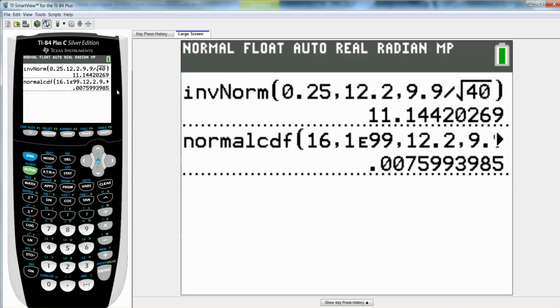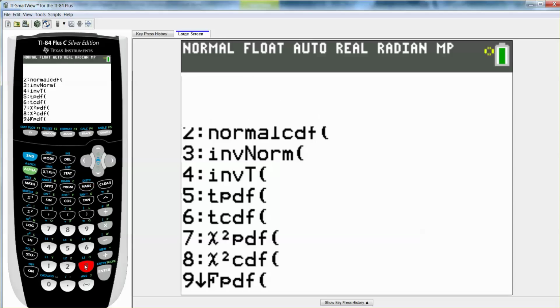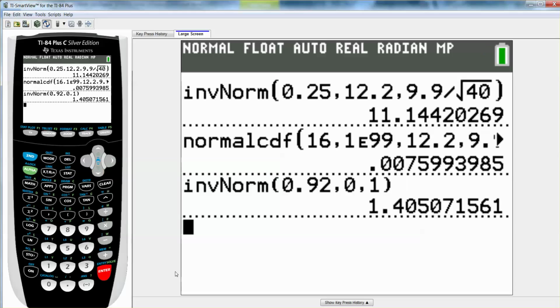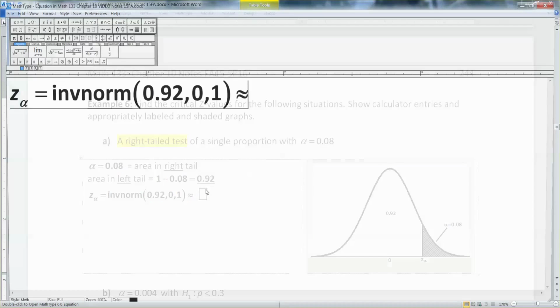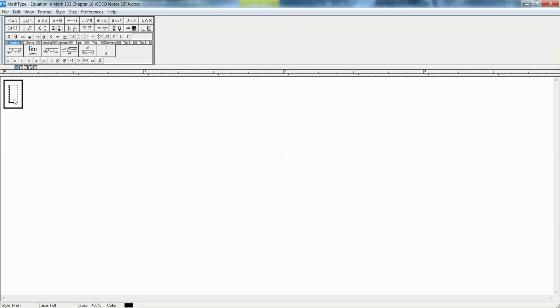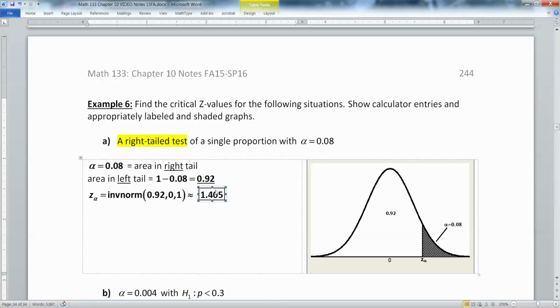So I have to grab my calculator and go to number 3, inverse norm, 0.92. And 0 and 1 are the standard issue mean and standard deviation that the calculator thinks about because they're the standard ones. And we get 1.405. So I'm going to go in here, not there, over here, where the box is, and type in 1.405. And that's our answer.